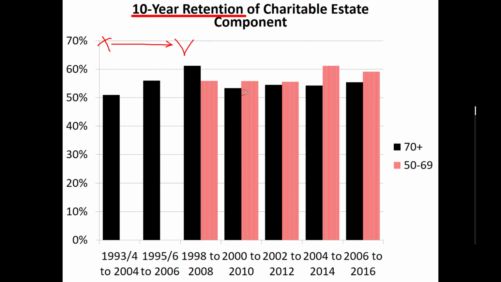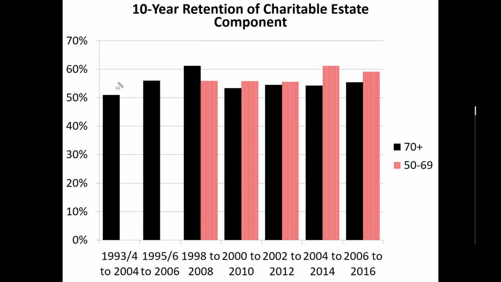Because here we can't observe which charities they've selected. We only know if they have any charity in their estate plan, okay? And so what we're seeing here is the retention rate of any charity in the charitable estate plan. So if you've got a person who is charity switching, we actually can't observe this.